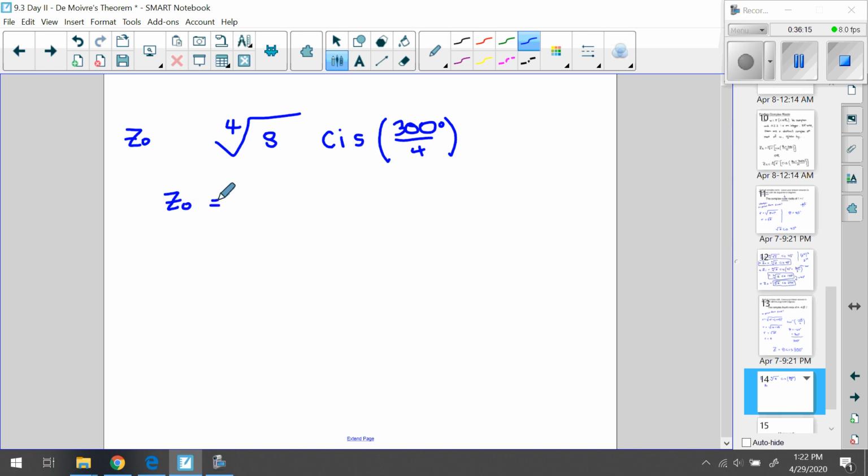And so then we could do a little bit of simplifying, I suppose. There's really not a great way to simplify the fourth root of 8. If you factor 8, you get 2 times 2 times 2. So you can't take any 2's out because you would need 4 of them in order to do that. So I would argue that we could just leave this as the fourth root of 8. I think that would be fine. And then divide this, you should get cis 75. So that's going to be our first root.